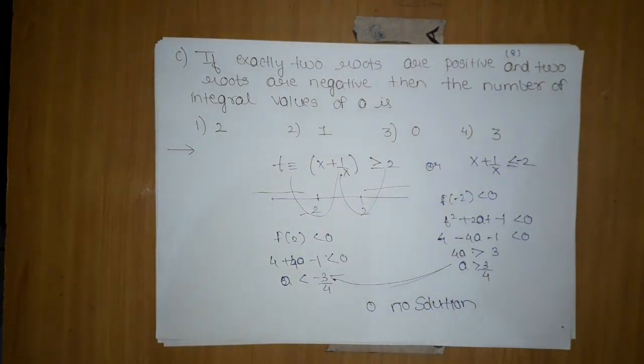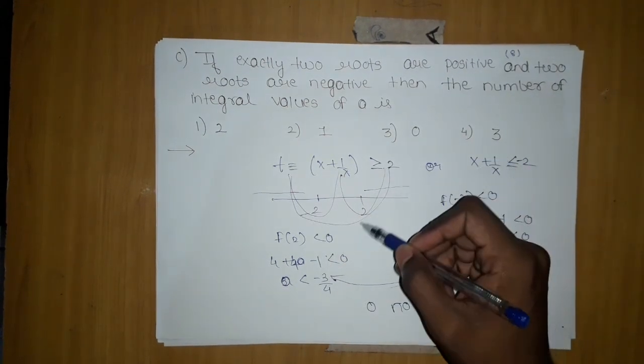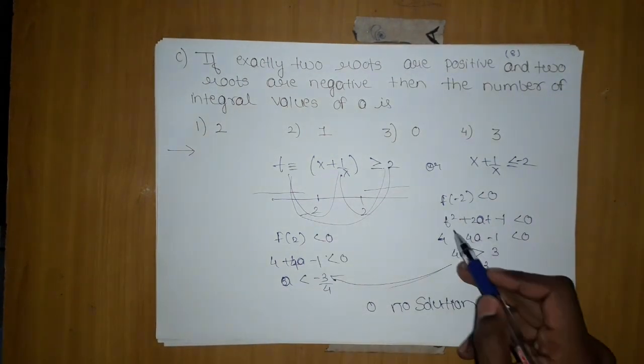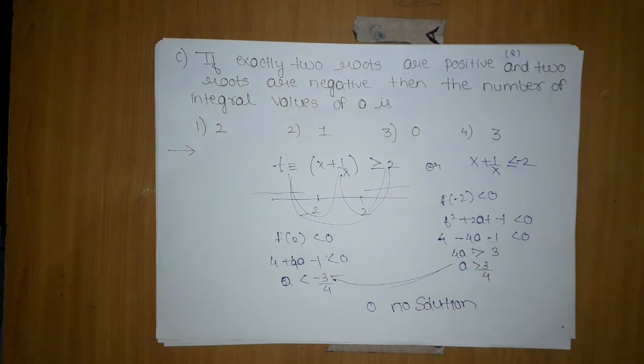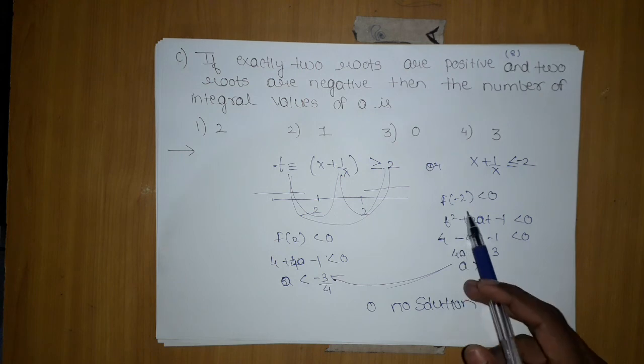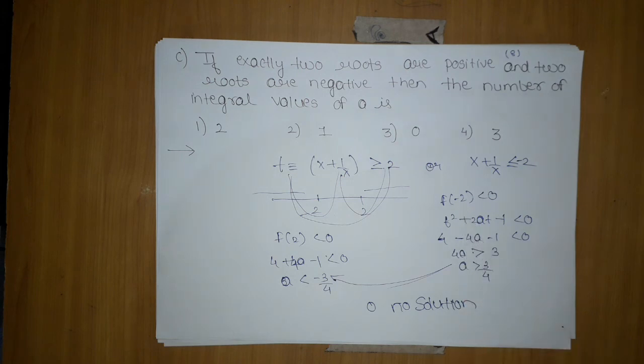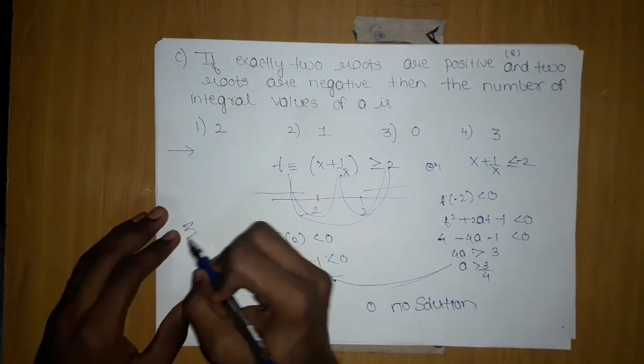But for that to happen, minus 2 and 2 should lie inside the parabola, which is t square plus 2at minus 1. We don't have separate parabolas, so both points should lie inside the single parabola. That's why I'm explaining this question again and again, so that you can understand the main crux of this question. I got a greater than 3/4 here and less than there, so how can we take the intersection? No solution will exist. So 3 is the answer.